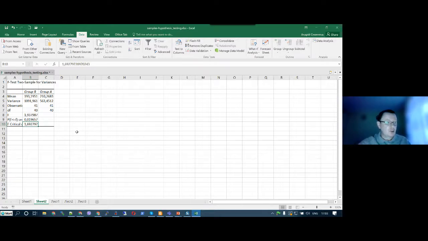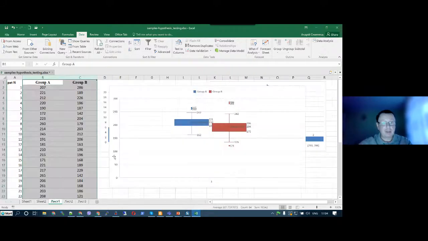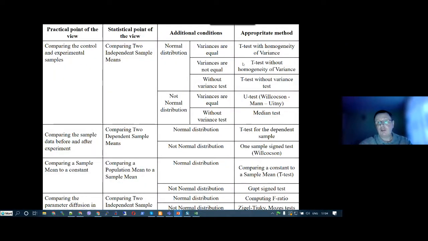So it tells me that variances are not equal. And when I examine the p significance value, I see that it's smaller than 5%. So my answer is I have enough evidence to provide this conclusion: variances are really statistically different. Okay, in this case, when I go back to this table, I have to use test statistics without homogeneity of variance. Only this one method is correct in this specific case.